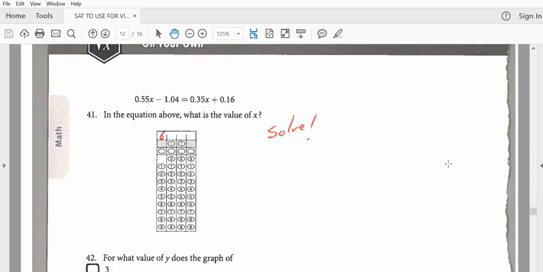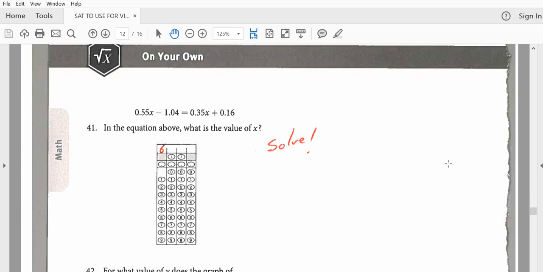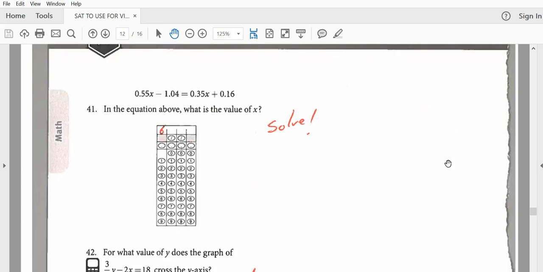Alright, 41. It's a grid-in question here. Again, it's just solving with decimals. A good strategy there, if you really don't like decimals, is you can multiply this. So each of these has 2 decimal places. So if I multiplied everything by 100 on both sides, that would clear out those decimals. Maybe make the equation a little easier, or less confusing, or more similar to what we're used to.